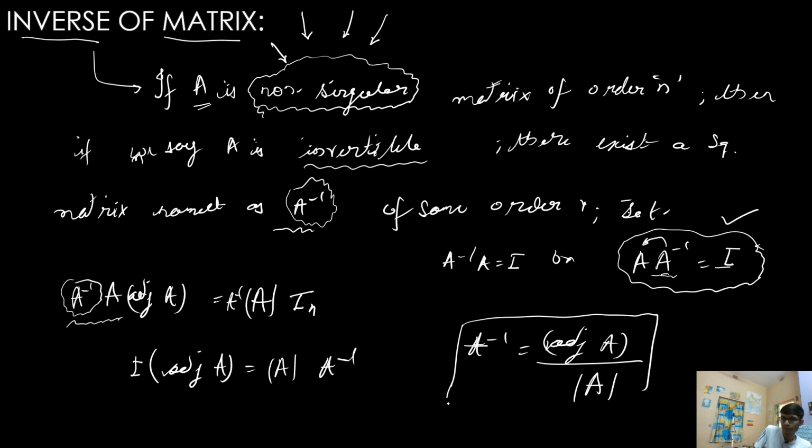From here we can actually derive the result that A inverse is defined in terms of the adjoint of A divided by the determinant of A. Okay. Now this is the most important definition that I am actually going to use while talking about inverse.